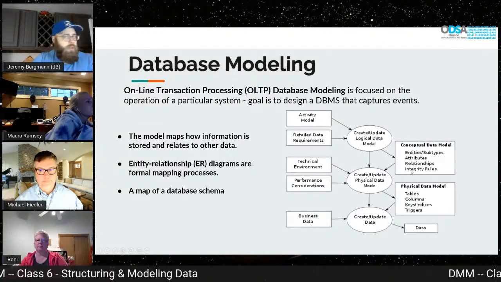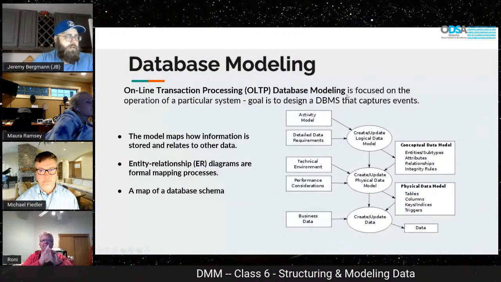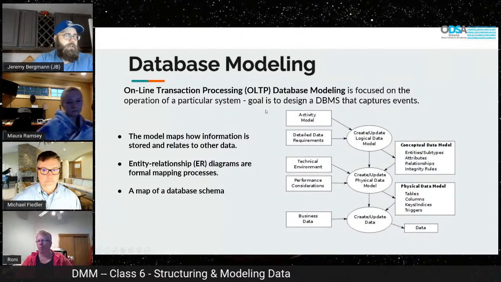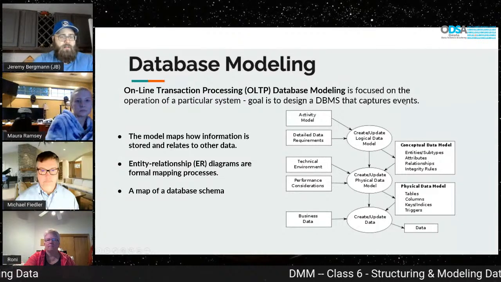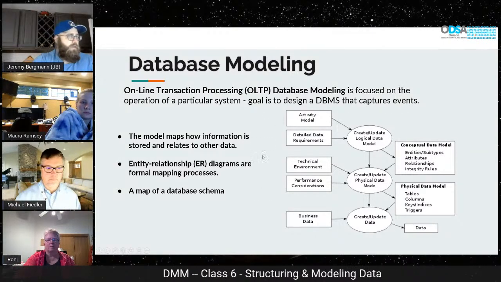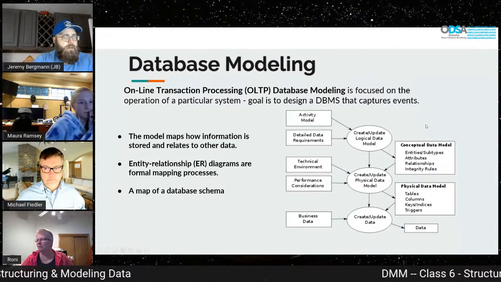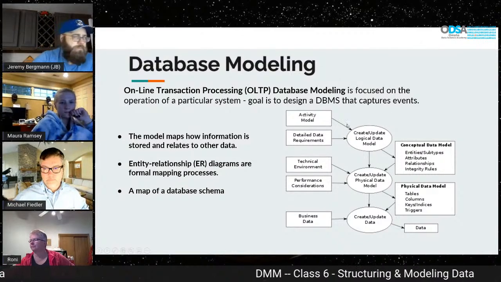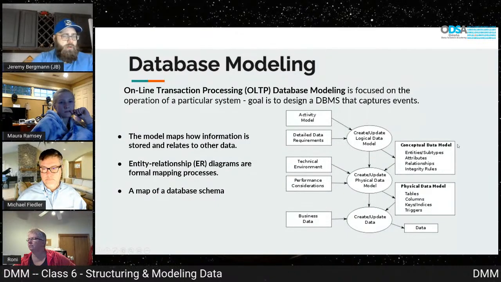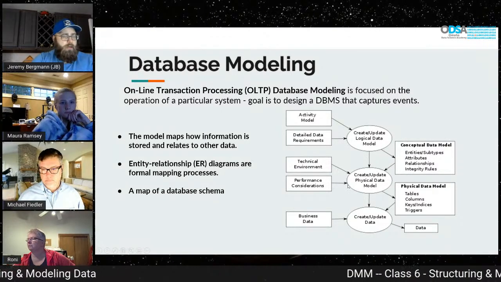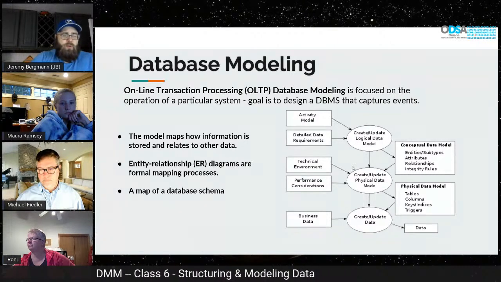So when we talk about database modeling, OLTP, online transaction processing, is focused on the operation of a particular system, where the goal is to design a database management system that captures events. Like I said, these are the steps in this graph. Some that you might undertake are gathering requirements, updating your data models, creating an ERD, and updating that into a physical model, which is like the tables that you would build in a database.